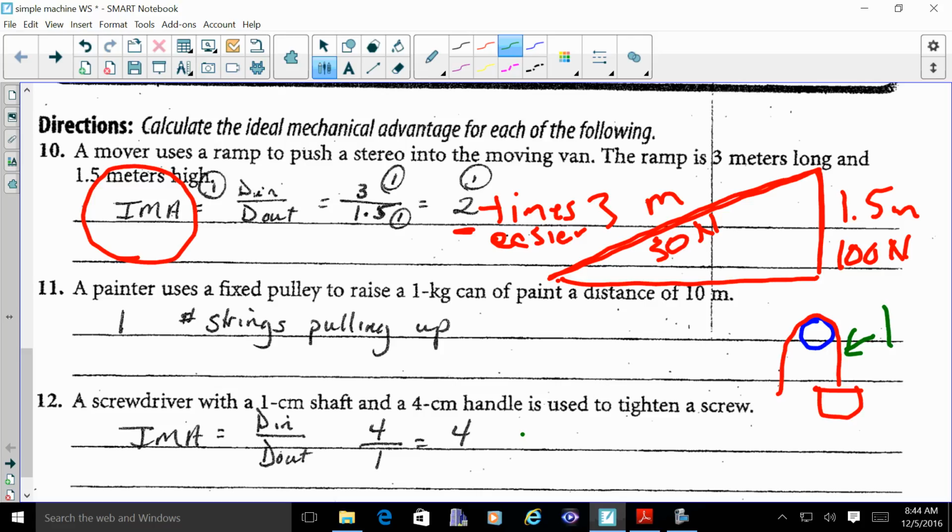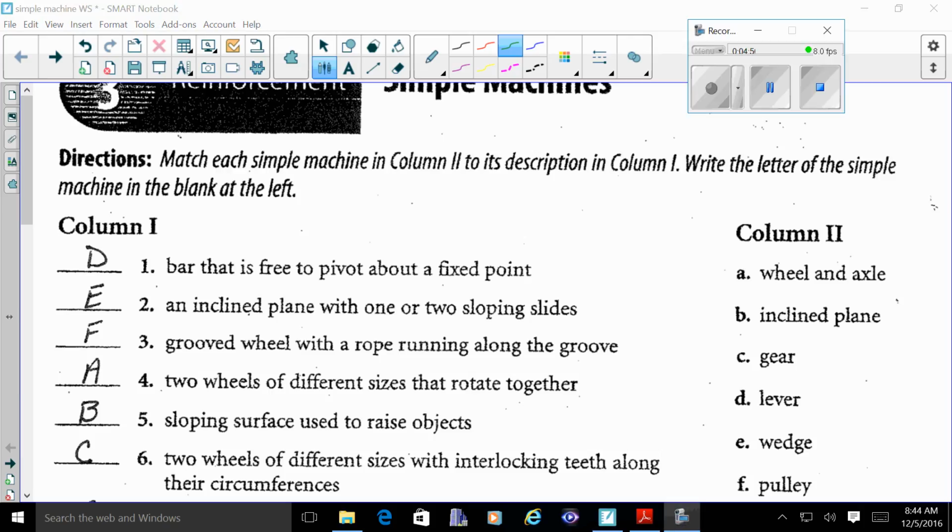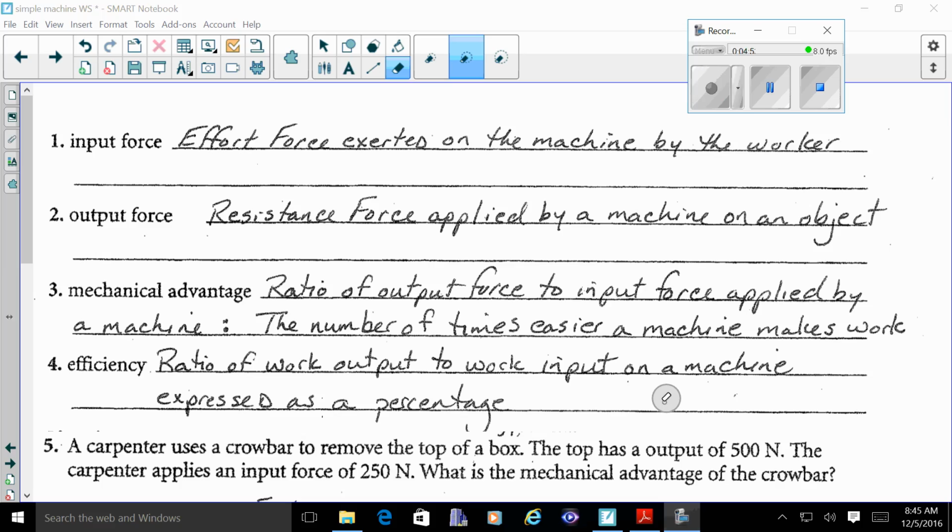Now, the next thing you'll need to know are these 4 definitions here. Input force is how much force I have to put into the machine, what we call effort force. Output force is naturally usually the weight of the object or the resistance that the object is holding back on the machine. Mechanical advantage, I like the bottom definition down here best in that it is the number of times easier that a machine makes work.